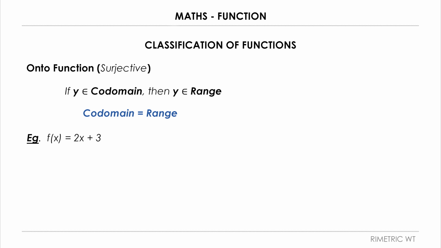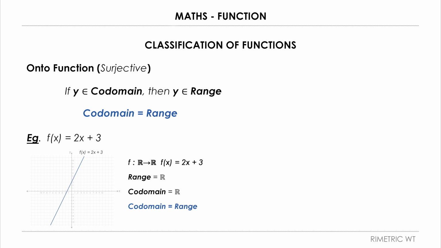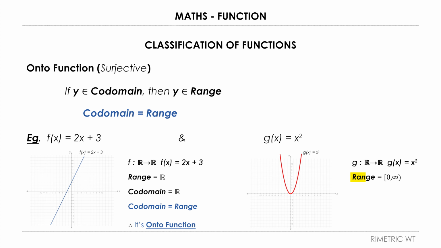What about our linear function? From its graph, we can see that the range of the function is all real numbers. Therefore, if the codomain is also all real numbers, the range and codomain are the same, making the function an onto function. On the other hand, when we look at our quadratic function, f of x equals x squared, its range is all non-negative real numbers, while the codomain is all real numbers. Since the range and codomain are different, the function is not onto.